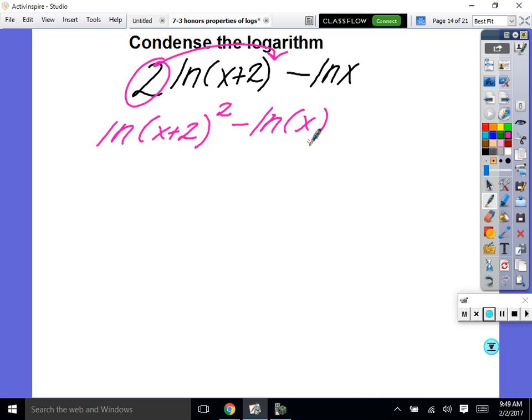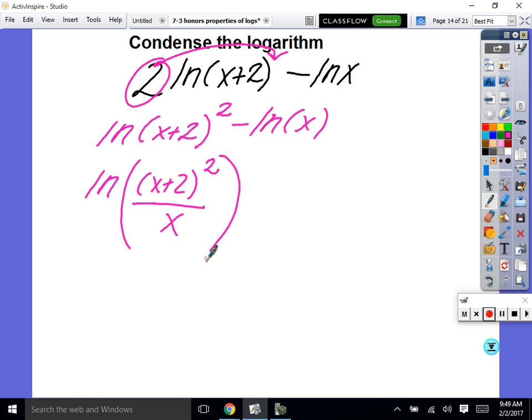So we can now rewrite this as 1 ln. This is going to be on top, right? So ln of (x plus 2) squared divided by x. So now we've rewritten that as 1 ln. That's our final answer.